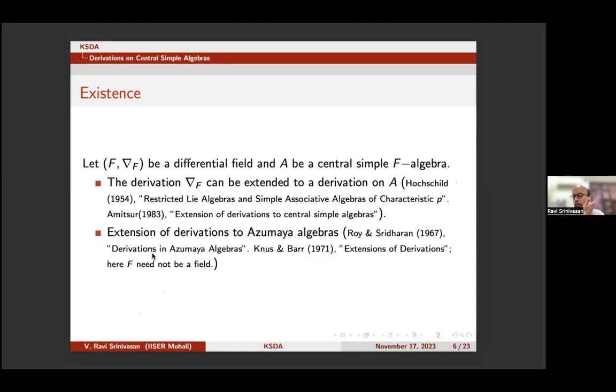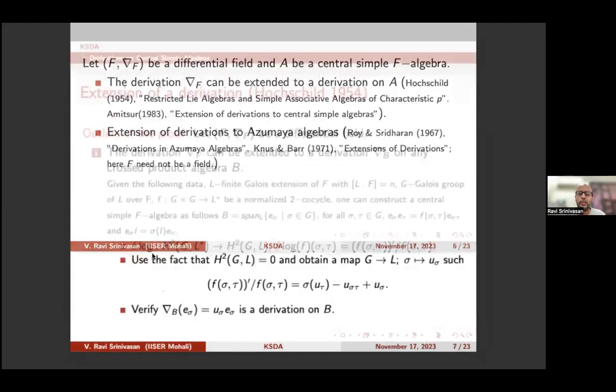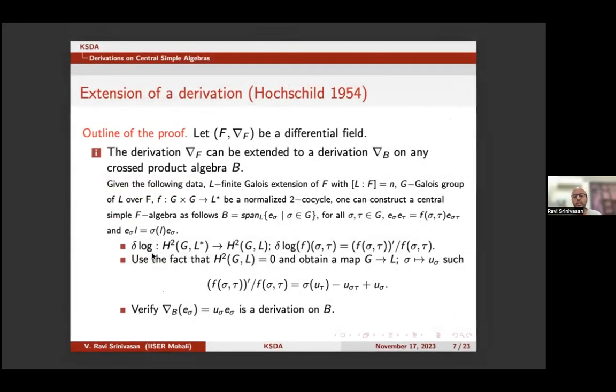So now we know all the derivations of a central simple algebra, in the sense that you extend one and then you get everything by adding the inner derivations. So derivations exist on any given central simple algebra. In particular, in our case, we will only work over differential fields. I thought I would give a proof of this, so let me quickly go through the proof. The proof is slightly non-trivial.